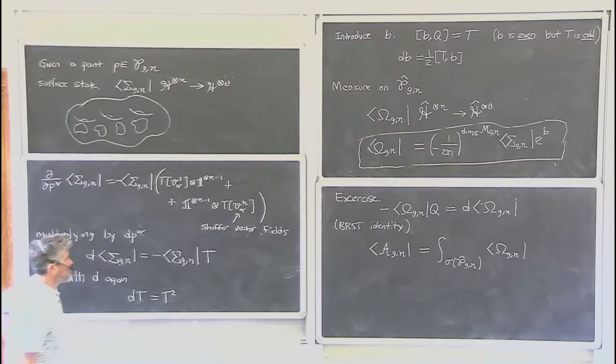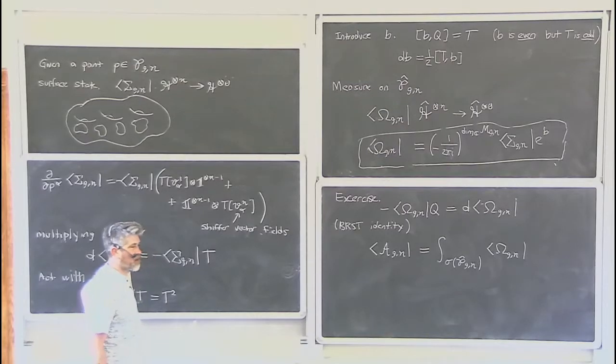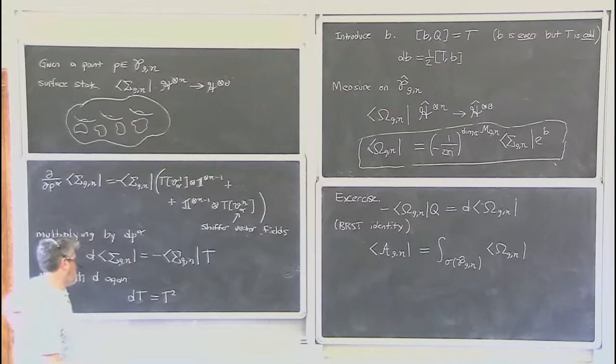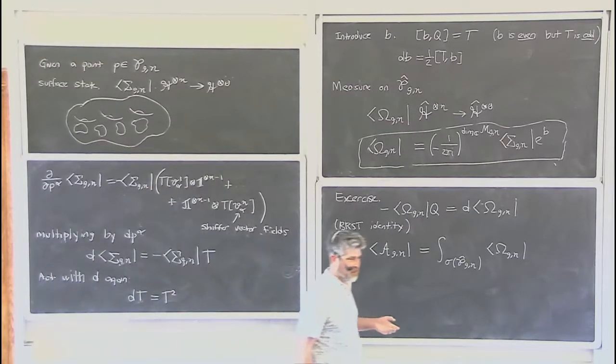In principle, because we have a complete measure on P hat GN, we can think of integrating it over submanifolds or integration cycles of arbitrary dimension. I don't know if this has any physical interpretation, but this formalism allows us to discuss such things in principle.